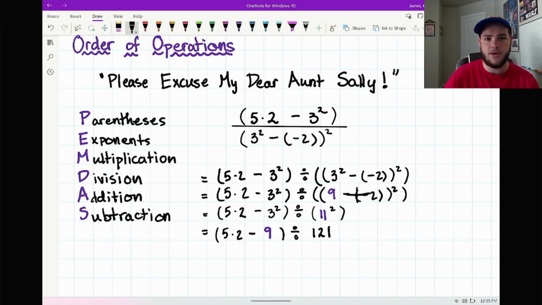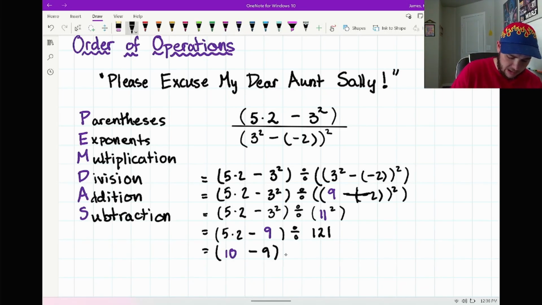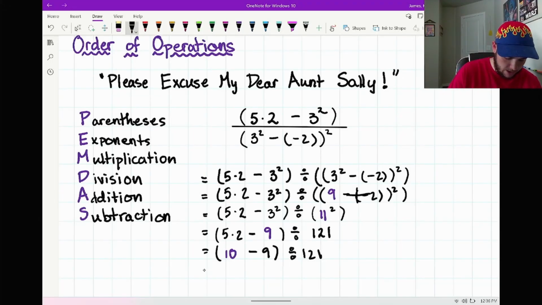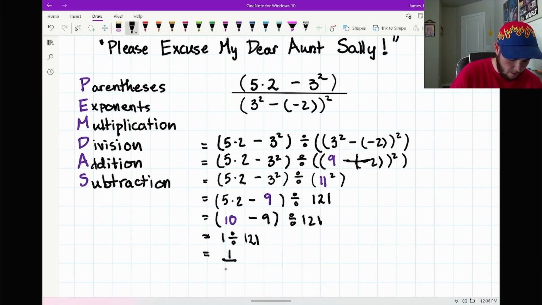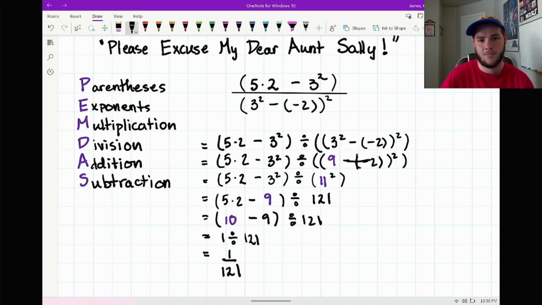Now, I still have a set of parentheses I'm looking at. The next thing I need to look at are multiplications, of which I have one. 5 times 2 is 10. Minus 9. Divided by 121. The last thing inside those parentheses is the subtraction. And 10 minus 9 is 1. Divided by 121. So my final answer is 1 over 121. Let's take a look at another example.